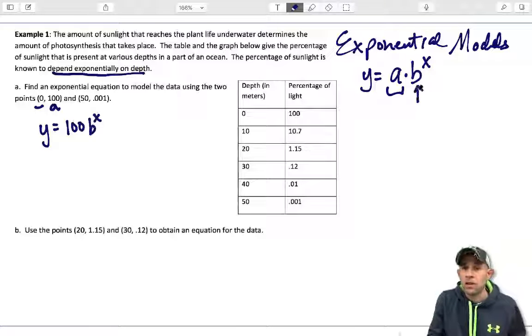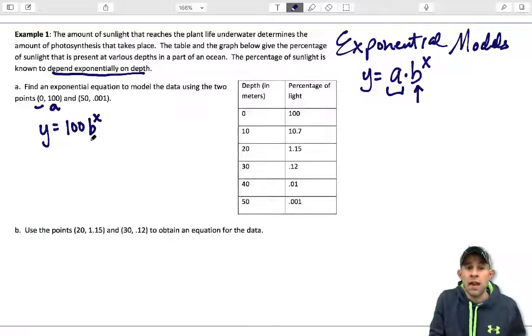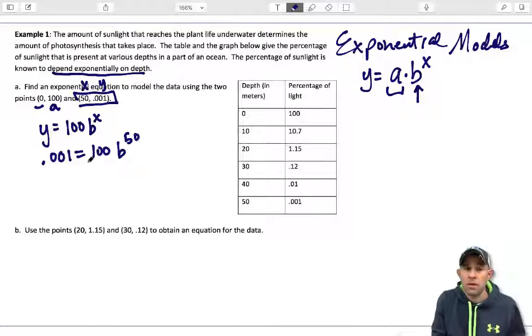Now remember, b is our growth factor, or in this case our decay factor, because the percentage of sunlight is decaying as the depth increases. So we need to find that, and the best way to do that is to take our second point here. We have an x value and a y value, and let's substitute those in. So we have 0.001 is equal to 100 times b to the 50th power. Now we're going to isolate b and then solve for it.